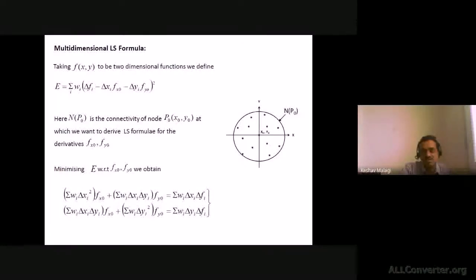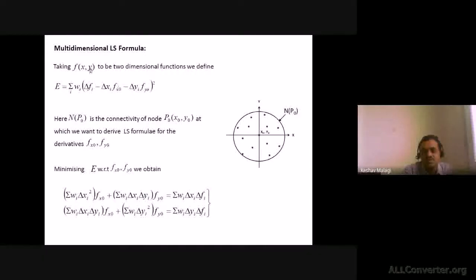But look at now the multidimensional formula. This was done for 1D now. So how do we do for 2D? So for 2D, other than the x derivative, y derivative also gets added, and the error term becomes delta fi minus delta xi fx naught minus delta yi fy naught. Here we have included weight right from the beginning. So you minimize the sum of squares of error E, with respect to fx naught and fy naught. So this is the point P, x naught, y naught, and this is its connectivity, and all these are its neighboring points Pi.